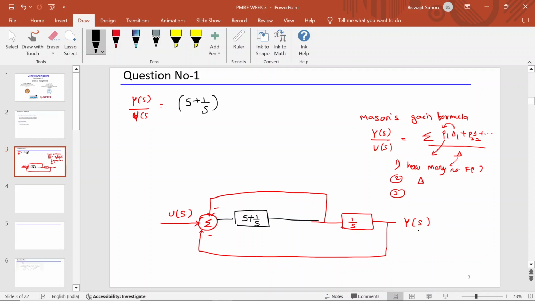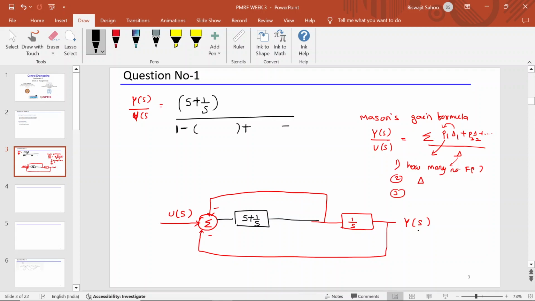Yes, sir. Now, after writing this forward path, forget about delta 1 and delta 2. You just write the denominator part, which is the combination of all the loop gains. In Mason's gain formula, it is denoted by 1 minus. Whenever there is a minus sign and a plus sign, minus sign means individual loop gain, and plus sign means the product of two individual loop gains which are non-touching.